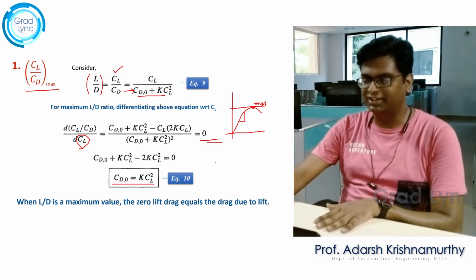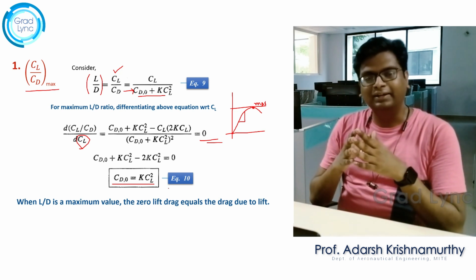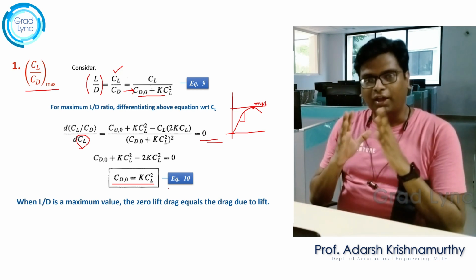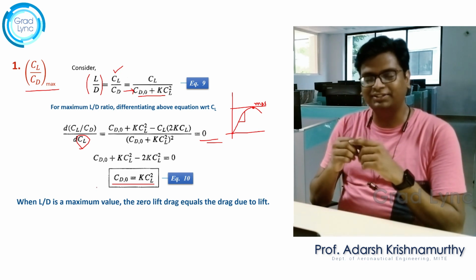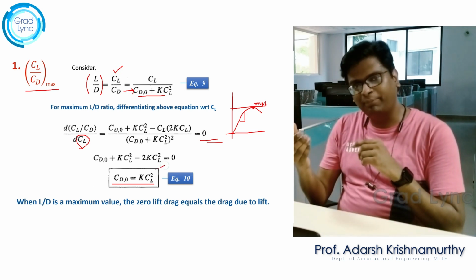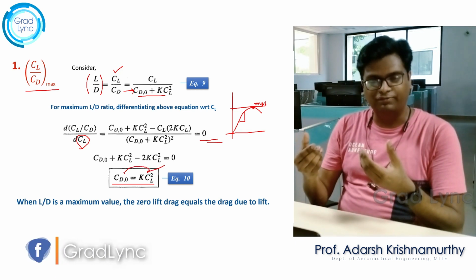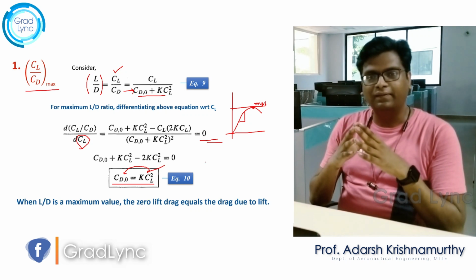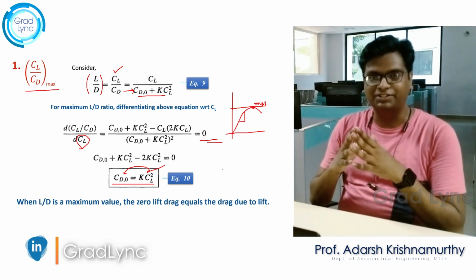Let's call this condition equation number 10. Right? So this equation 10 tells that if you make the aircraft fly at a condition where the lift dependent drag becomes equal to the parasite drag coefficient, then the aircraft will be flying at CL by CD max condition.